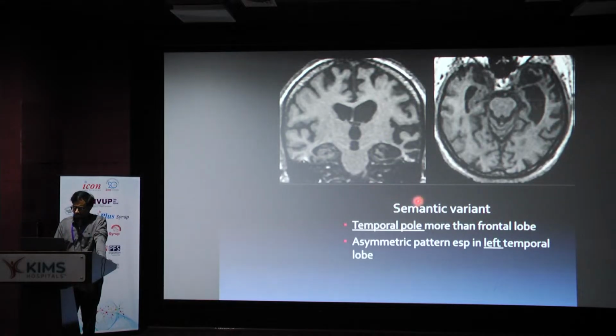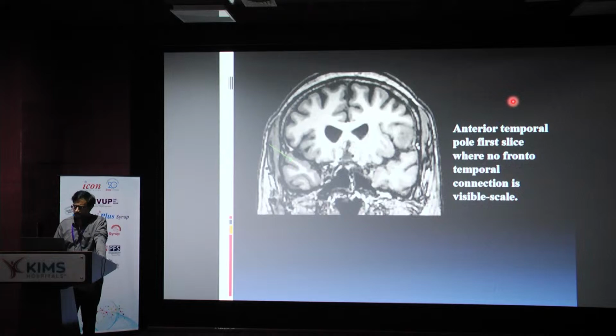Coming to the semantic variant, wherever we are trying to see is more of the temporal lobe, and also in the left temporal lobe. Again, there is a right variant also. What we tend to see, again, we go back to the coronal sequence, the first sequence where we don't see the limen insulae, that is the junction of the frontal and the temporal lobe. Before that starts, you have to come to the first slice, and then you start trying to assess more of the lateral area, whether there is a significant atrophy or not.